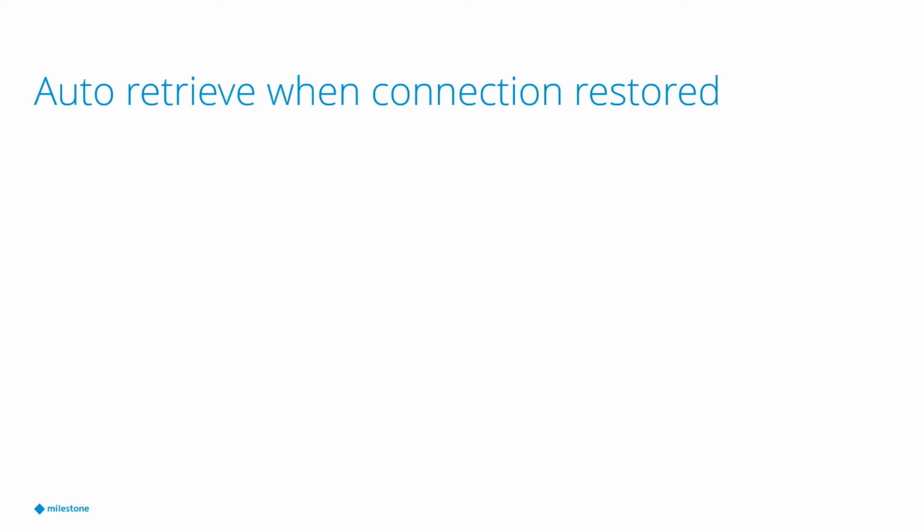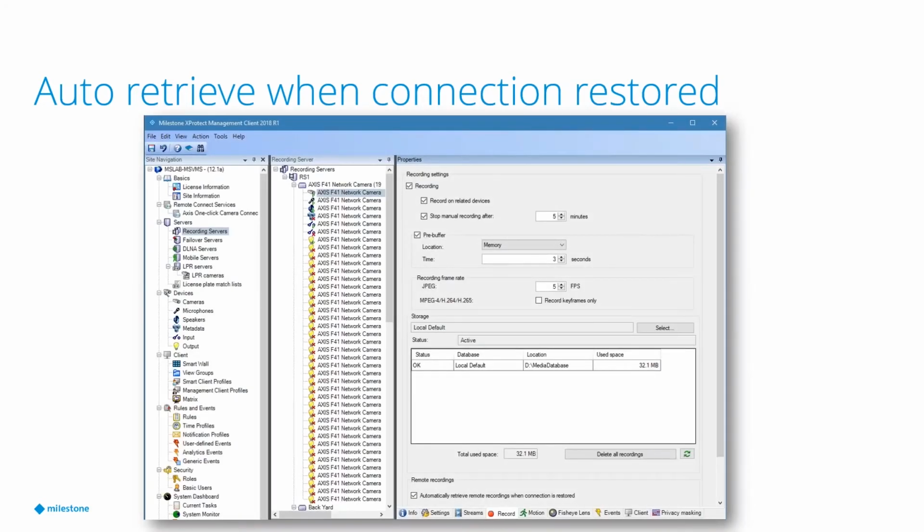Once the settings are already set up on the camera itself and the camera is in Milestone, all we have to do is go inside the management client and turn on the checkbox that says automatically retrieve remote recordings when the connection is restored.